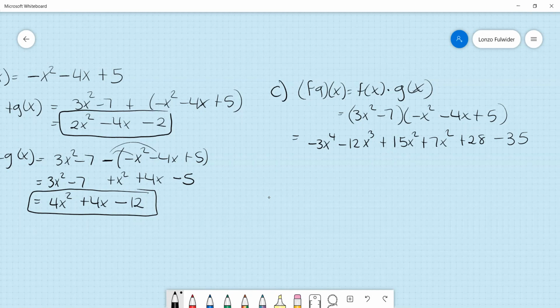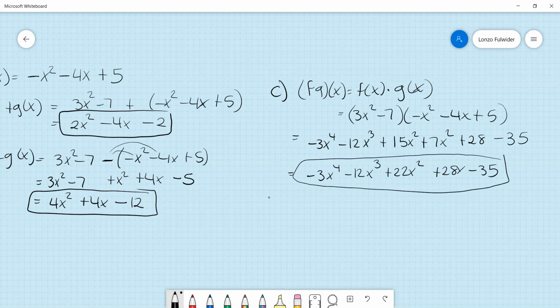Okay, now when you FOIL it, this is what you get, and the last step is combine like terms. When you combine like terms, you're going to get -3x fourth minus 12x cubed plus 22x squared plus 28x, and then minus 35. So this is the answer for part C. Pretty simple, you just FOIL it out and combine like terms.